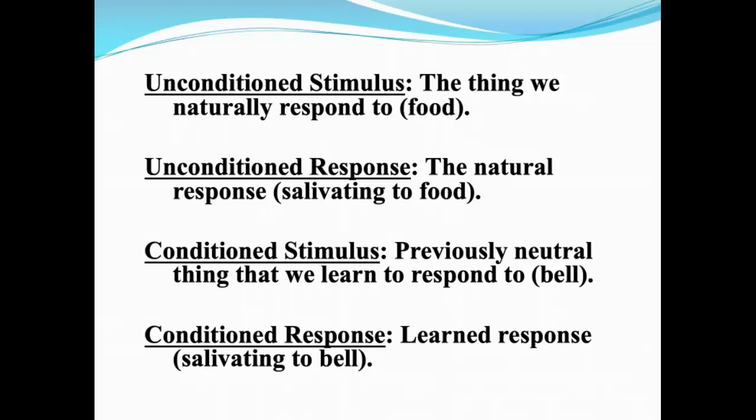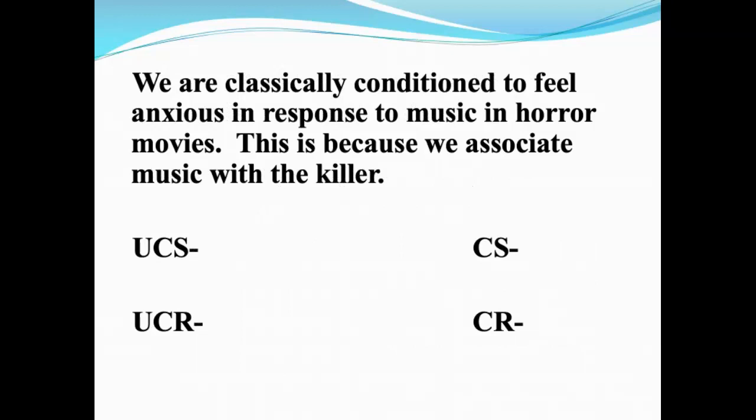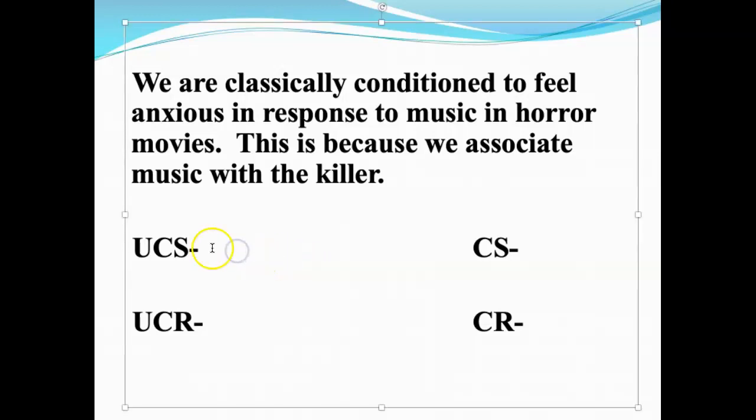Okay, given that, you can take a look down here. There are a few examples, and I'll go through this first one, and then you can go through the others on your own. There are a few examples of conditioning and how conditioning occurs, or what it occurs to. So, we're classically conditioned to feel anxious in response to music in horror movies. This is because we associate music with the killer in the horror movies. UCS is unconditioned stimulus, CS is conditioned stimulus, UCR is unconditioned response, CR is conditioned response.